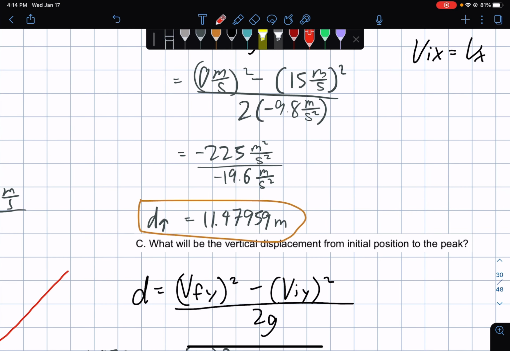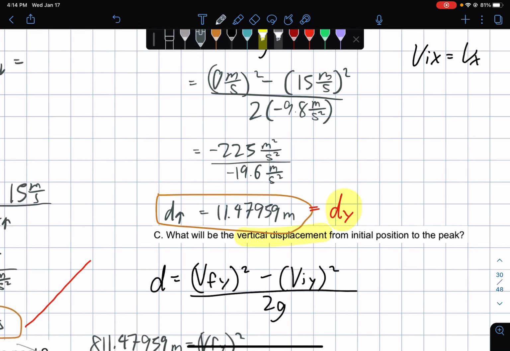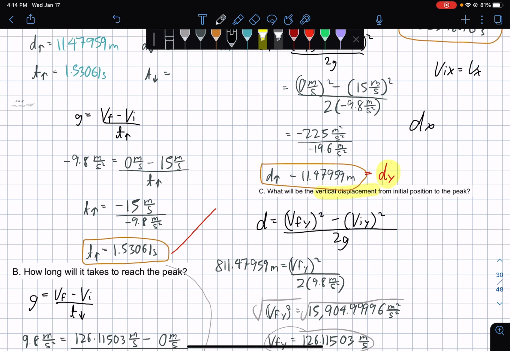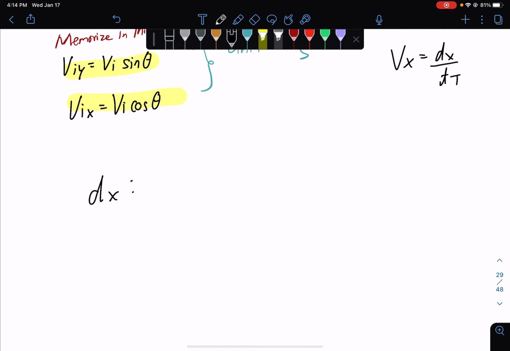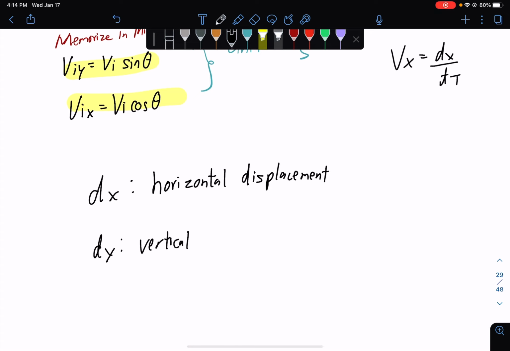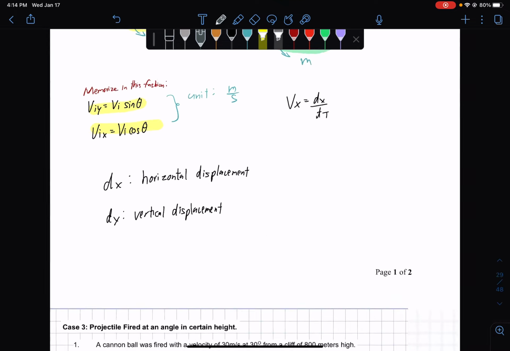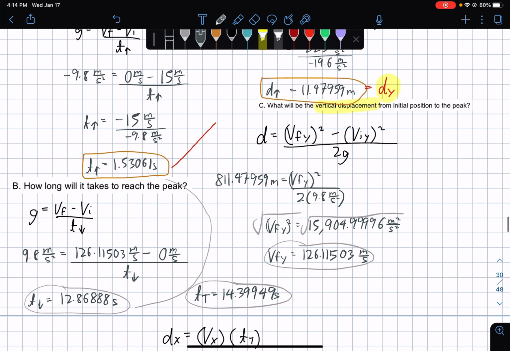D going up, that is, the vertical displacement can also be abbreviated as dy. So if dx is the horizontal displacement, dy is the vertical displacement. It's good to note that. Okay, so dx is equal to horizontal displacement. dy is the vertical displacement. The units are both in meters, ideally.